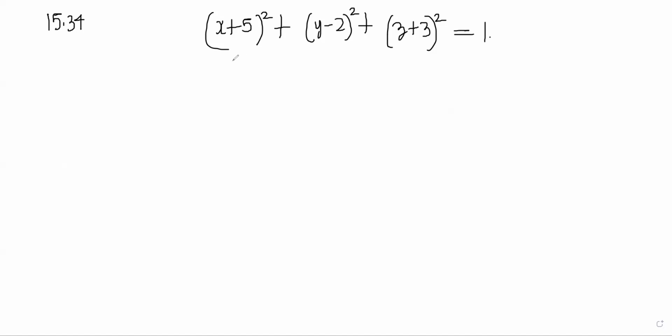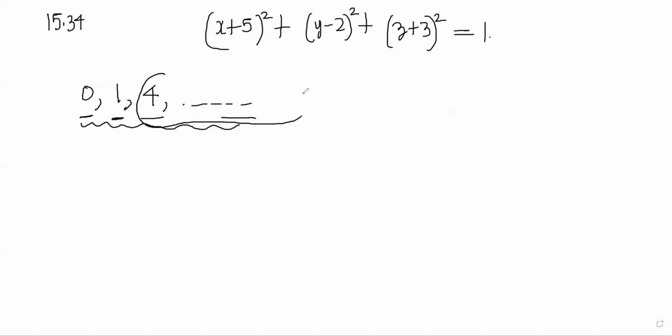For the squares of integers, what is the lowest possible square? 0. What is the next lowest square? 1. What is the next lowest square? 4. So squares of integers are going to be like this. Obviously, you cannot take anything in between. So then you have to add three squares and make it equal to 1. That means two of them have to be 0.